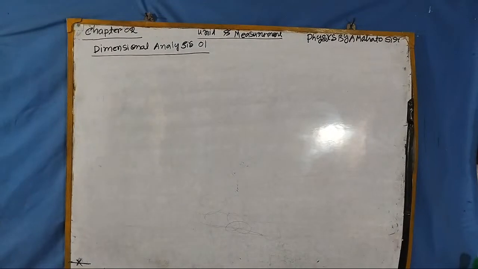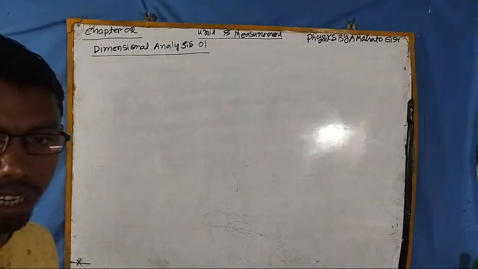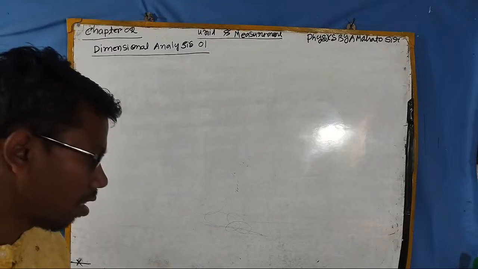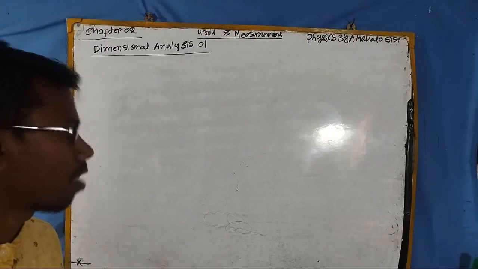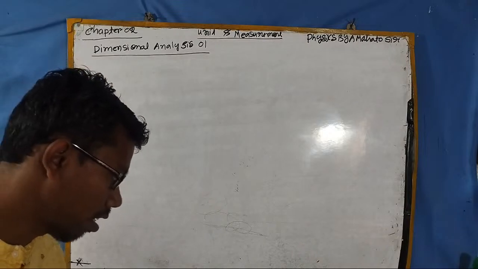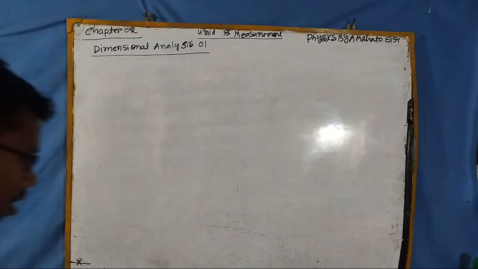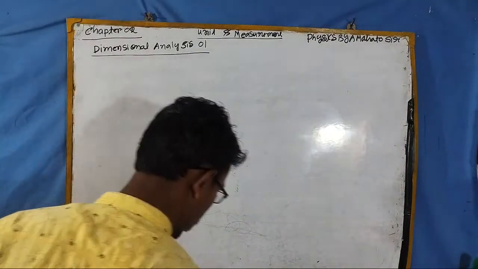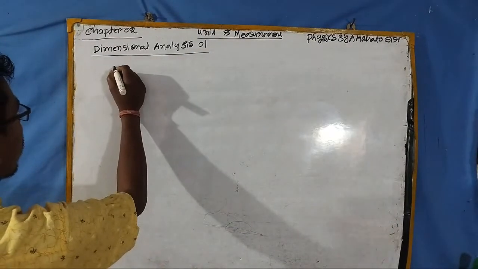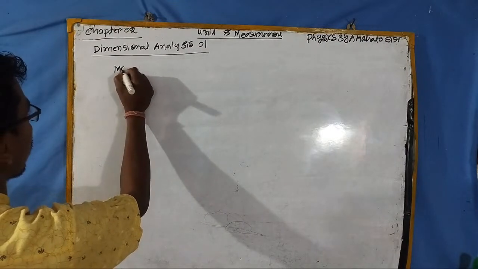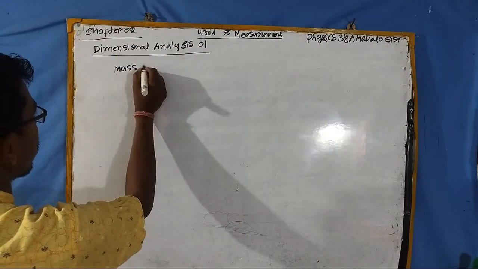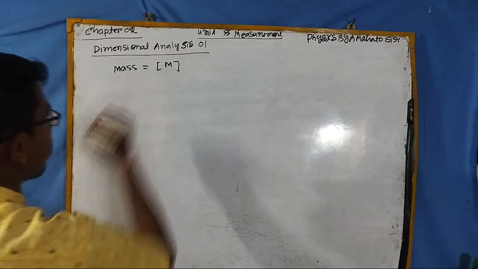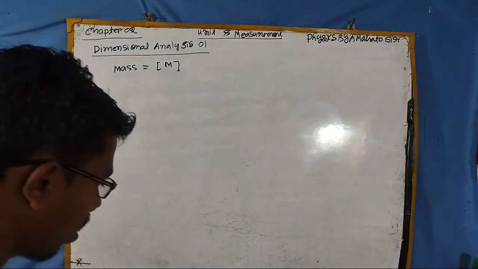Basically, in today's lecture we find the dimension formula of some physical quantities. Now, here are 7 fundamental quantities. Consider first mass. Mass is measured by M.